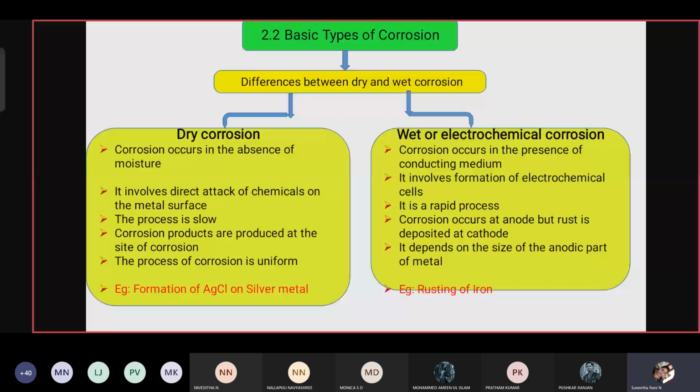So how does the formation of electrochemical cells appear? The formation of electrochemical cells plays a very important role in corrosion, in wet corrosion. Any metal undergoes corrosion only by forming this type of cell. What is an electrochemical cell?